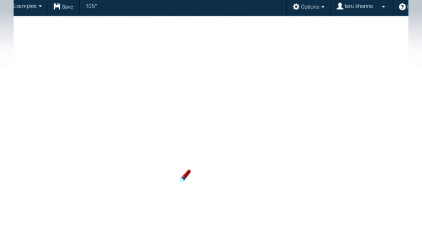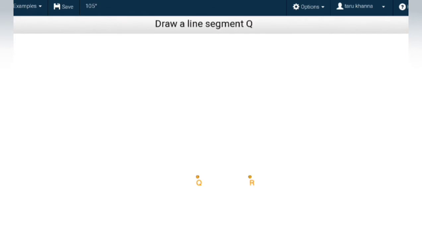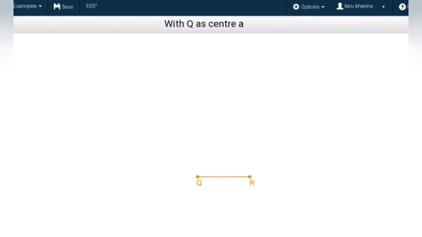Hello everyone. In this video we will learn how to construct an angle of 105 degree using compass and scale. So for the same we will draw a line segment QR first, and you can name it by using other alphabets also, like A, B, C, D, P, Q, whatever you want to. Then with Q as center and any radius, we will draw the main arc, that is the semicircular arc.